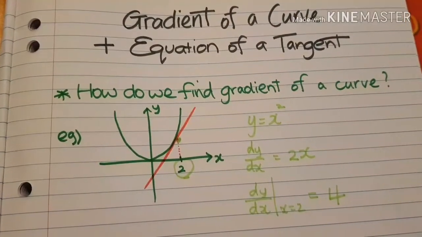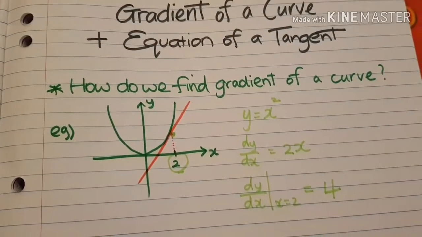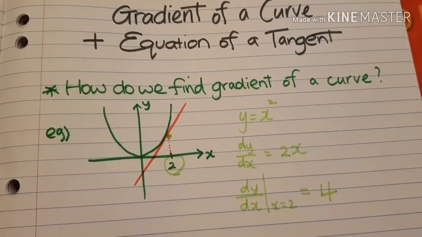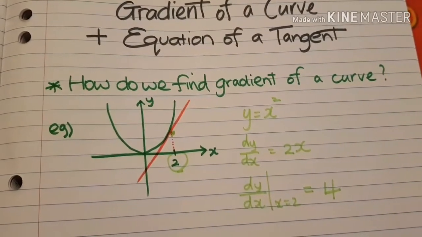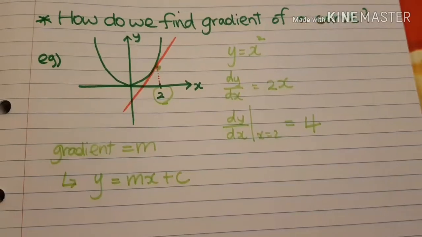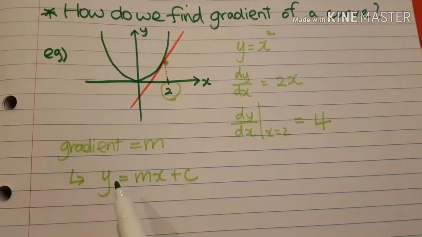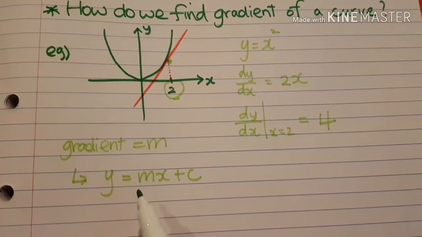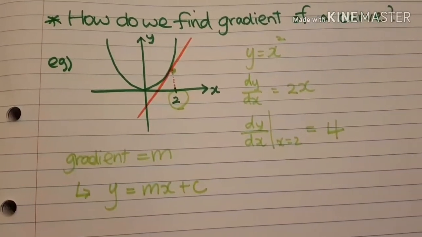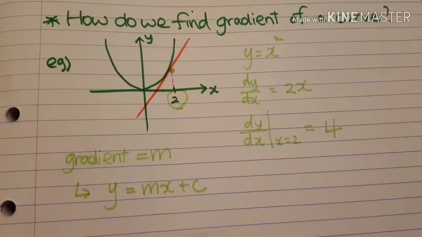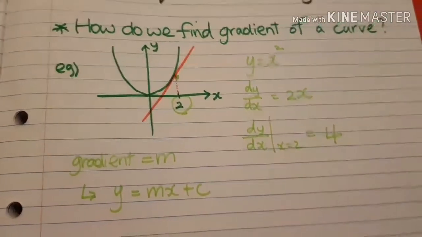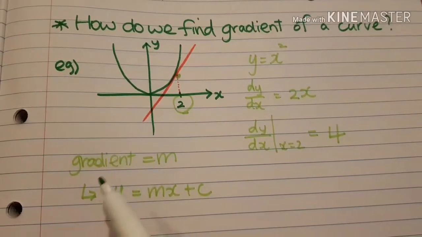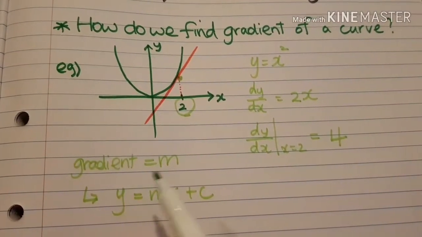So this is how we can find the gradient of a curve. Another name for gradient is m. Remember this? y equals mx plus c. The m value here was the gradient, so we can also write gradient equals m. This was one way to find the equation of a line. There was another way.